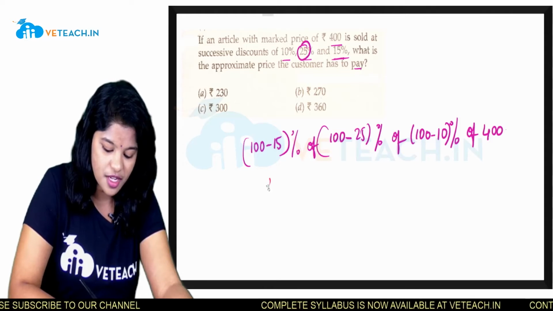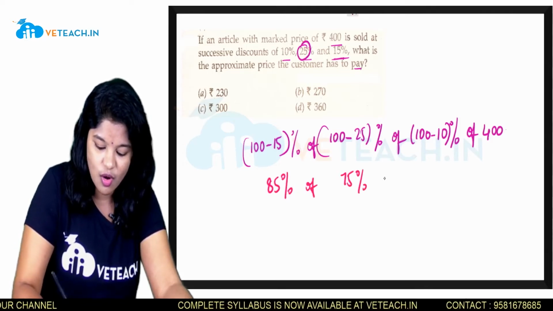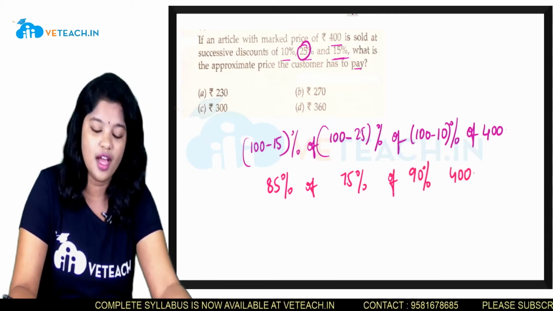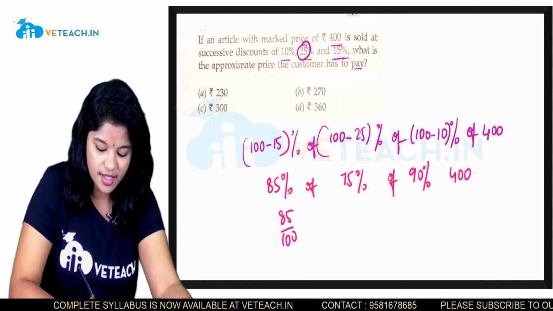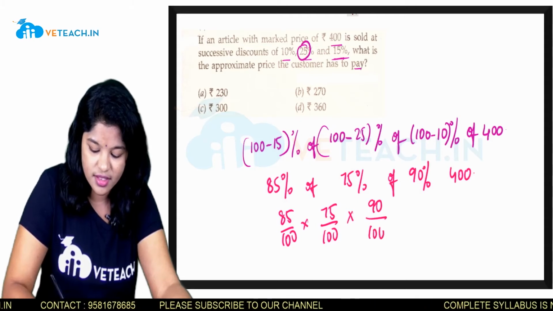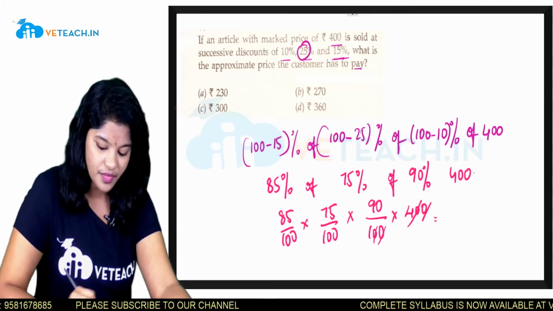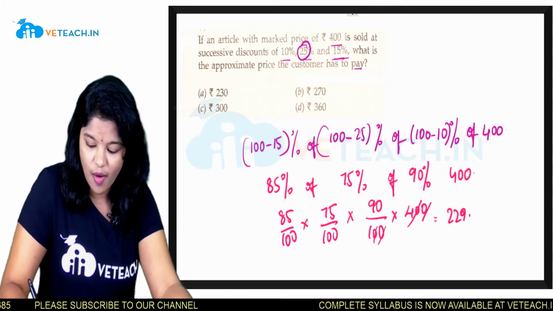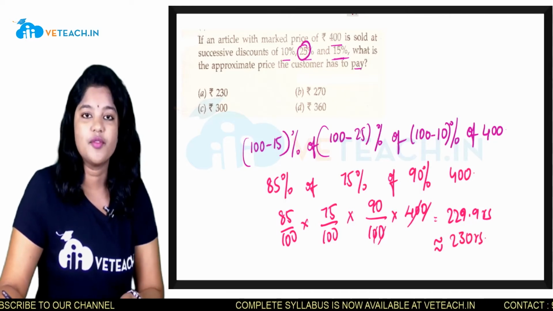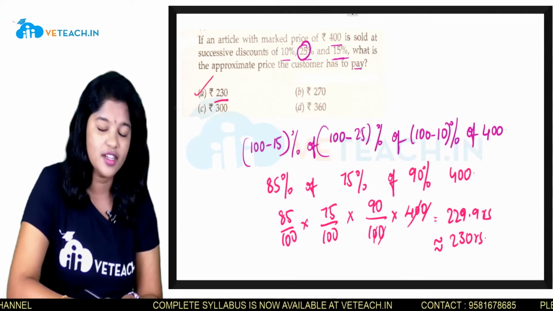Now 100 minus 15 means 85% of, 75% of, 90% of 400. That is the price of the article. So 85 by 100 into 75 by 100 into 90 by 100 into 400. So this will be equal to 229.9 rupees. That is approximately equal to 230 rupees. So after the discount, he should pay only 230 rupees as the price. So option A is our correct answer.